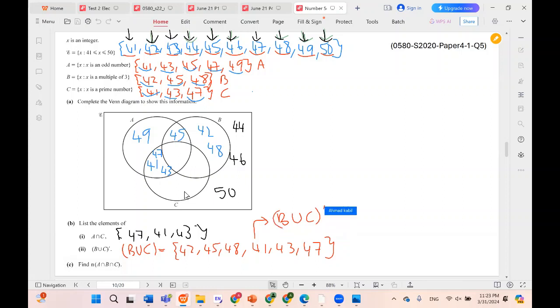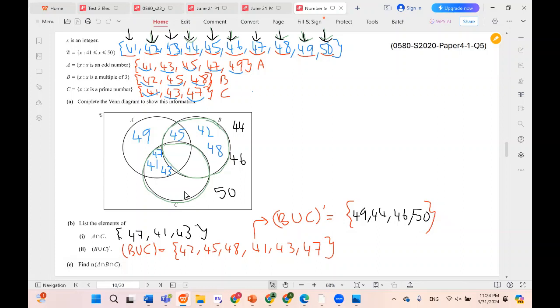Of course, you can use the Venn diagram to figure this out automatically without listing down the numbers. Here is the quicker way of doing this. So B union C is everything inside this green circle, as well as everything inside this other green circle. So we want all the numbers outside the 2 green circles. So these numbers are 49, 44, 46, and 50. You can just use the Venn diagram to figure this out.